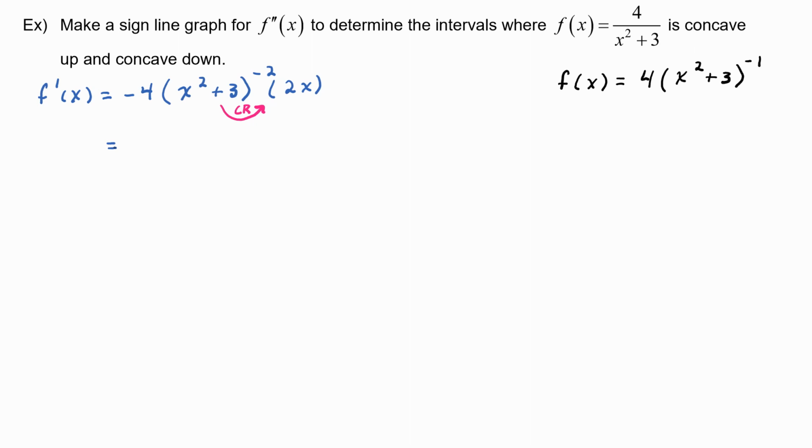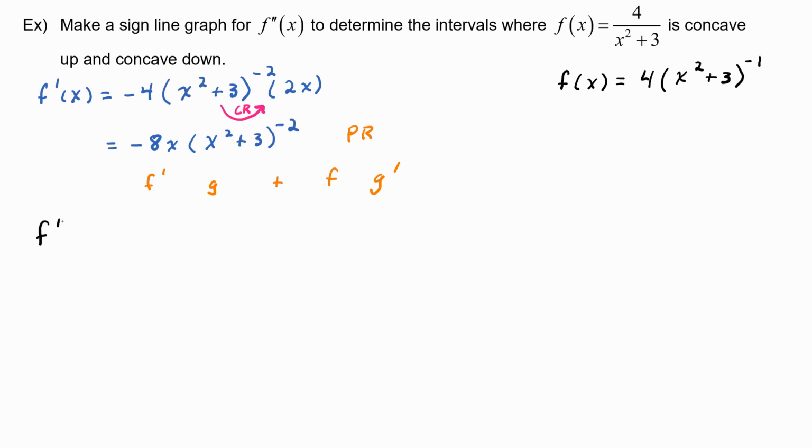So let's write this as negative 8x times the quantity x squared plus 3 to the negative 2. Now, to get f double prime, we need to differentiate f prime. And to do that, we will need to use the product rule. So we've got f prime g plus f g prime that we need to do.